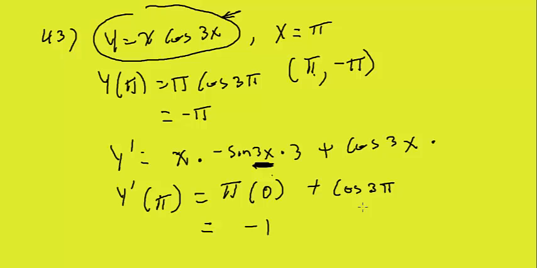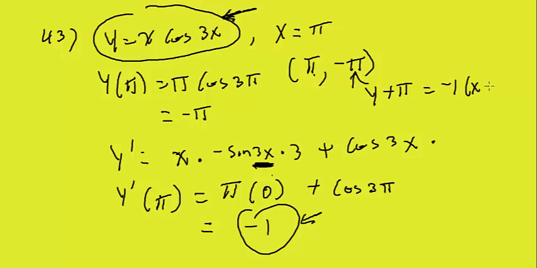You know what that means? I'm trying to connect the dots for you. If this is a position of, let's say, a bicycle, it's going downhill because the velocity is negative. It's -1 means it's going downhill at a 45-degree angle. That's what that means. Okay? But we're going to find the equation of the tangent line. That means we're going to go y plus pi, which is that, is equal to -1 times x minus pi. Okay?